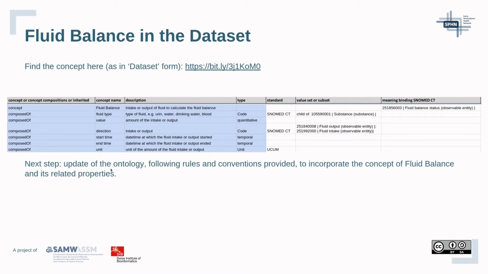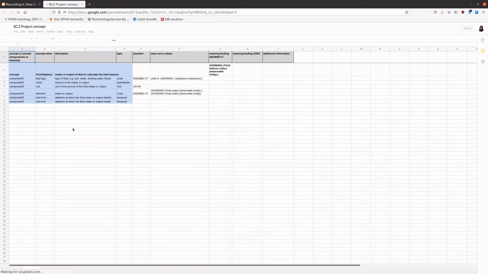So the next step would be to update the RDF ontology or schema that we are developing by following the rules and conventions that were provided in the previous slides in order to incorporate the fluid balance and its related properties. So we have the concept defined here in a Google Sheet.